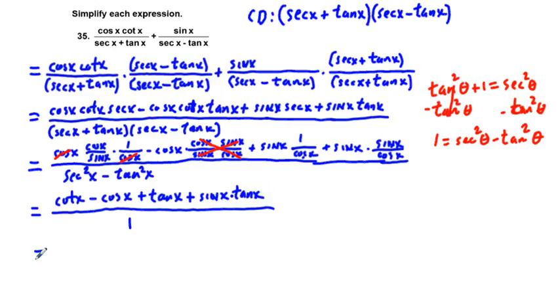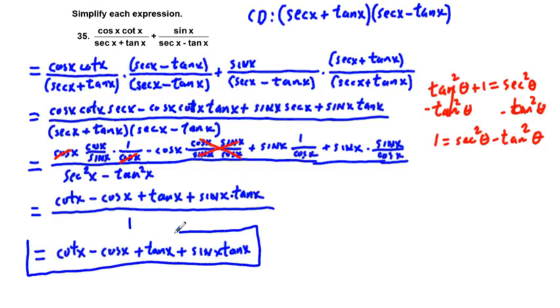And just rewriting, instead of the over 1, we'll just rewrite it without the over 1. So we have cotangent x minus cosine x plus tangent x plus sine x tangent x. And really, that should be it. So it actually is a simplification from the original. So good luck in using these trigonometric identities to simplify, and thanks for viewing.